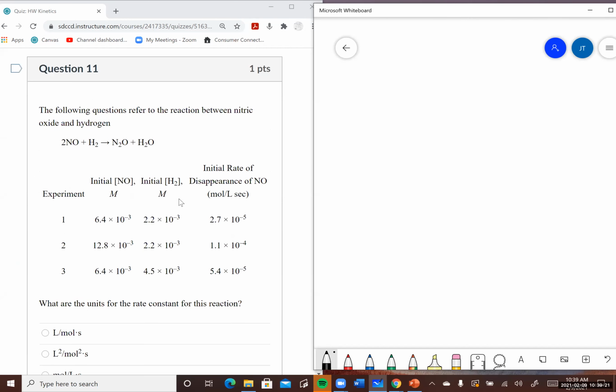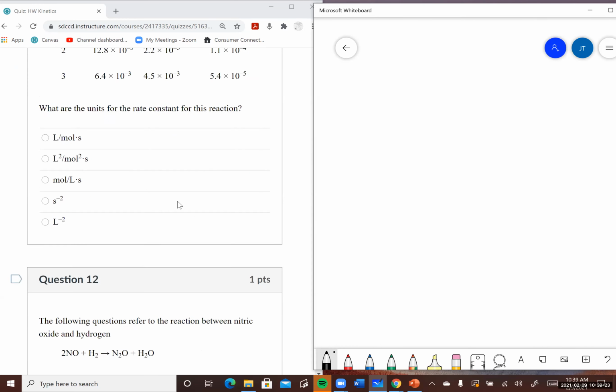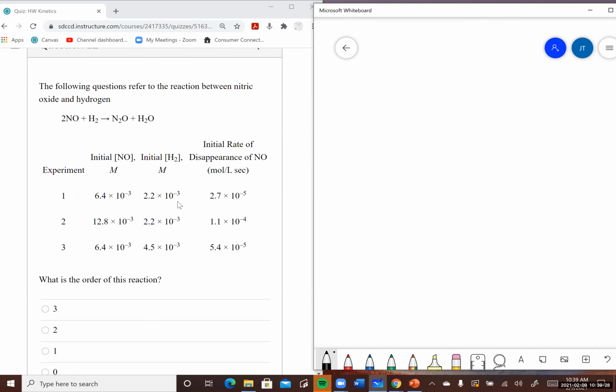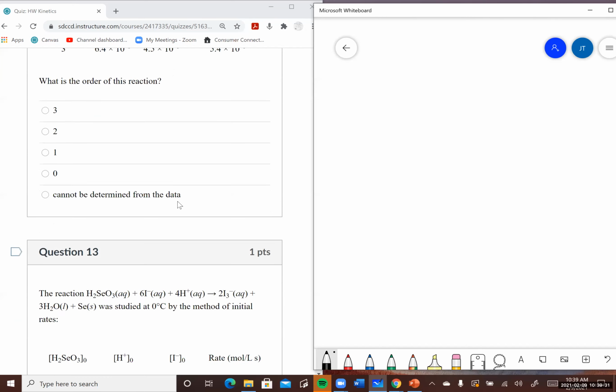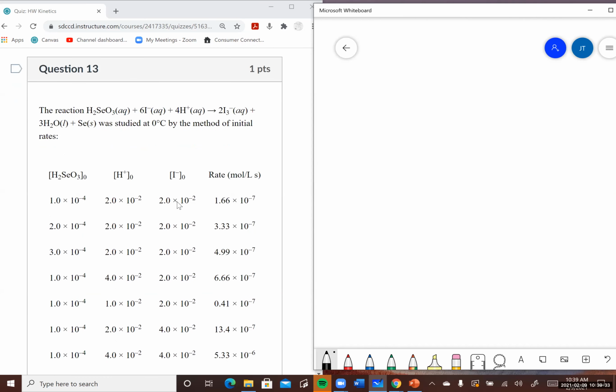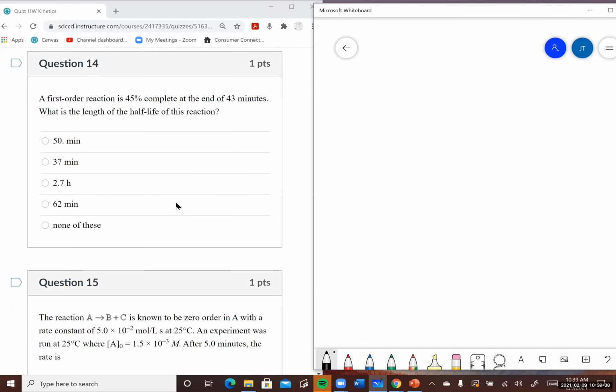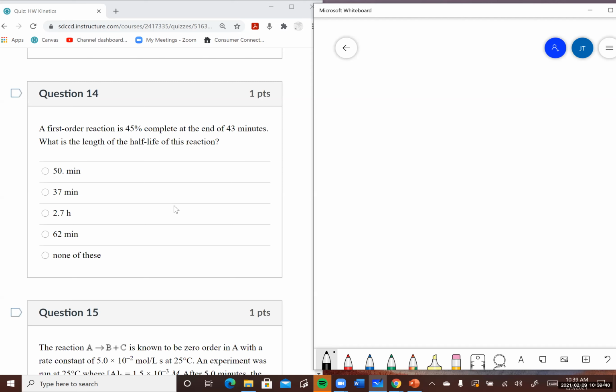Now we're getting to what's the units of the rate constant? Yeah, so we talked about that and how they change so that rate equals molarities per second. Still some more order stuff. Rate law. Here we go. Question 14. This is the material that we looked at today. So this one says there's a first order reaction and it's 45% complete at the end of 43 minutes. What's the length of the half-life of this reaction?